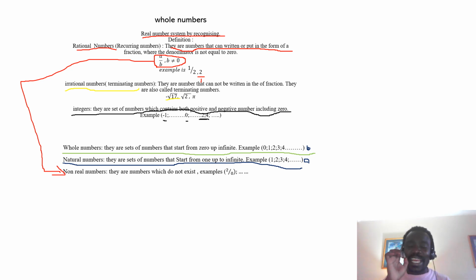In exams, if they give you a set of numbers 3, 4, 5, 6 and ask what type of number this is, we cannot say whole numbers because this set does not include 0. So we classify them as natural numbers. And I've already explained non-real numbers. They are numbers that do not exist. An example is 2 over 0. Any number where the denominator is 0 is called a non-real number. When you put such a fraction in an equation, it will give you an error.